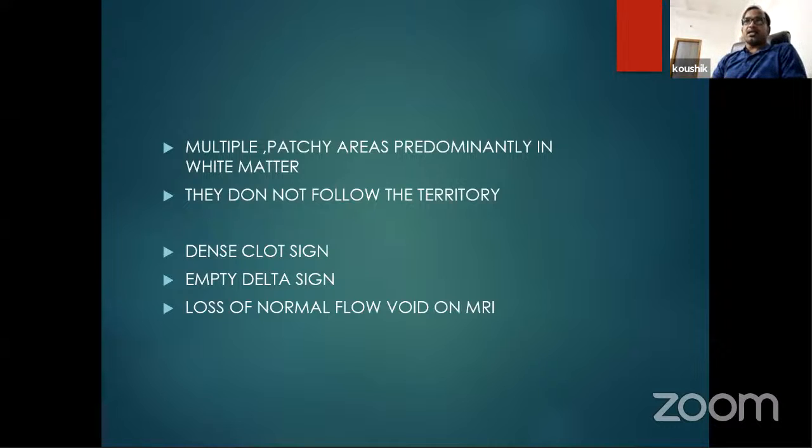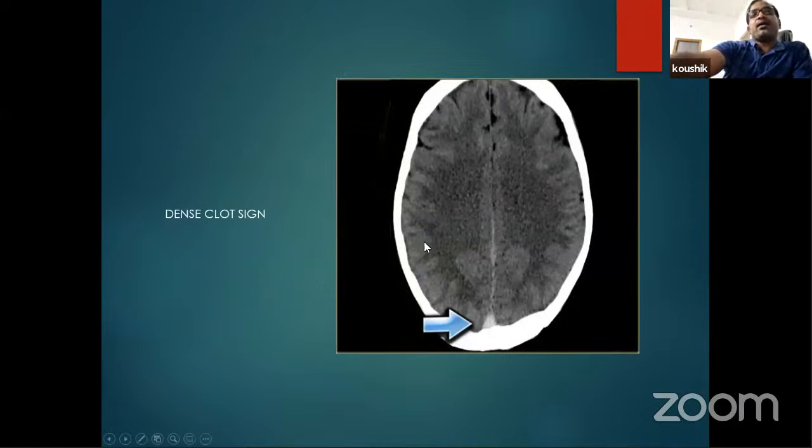Whereas an arterial territory infarct predominantly involves the gray and white matter. Whereas a venous infarct is usually a hemorrhagic infarct. Venous infarcts are usually peripheral, multiple, and they do not follow any arterial territory. Other than that, some supporting signs are the dense clot sign, empty delta sign, and loss of normal flow void on MRI. Here comes a dense clot sign.